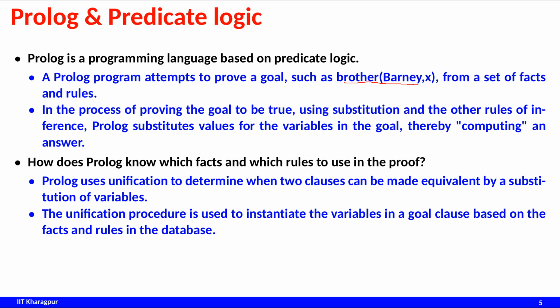So when I have a query like this, Prolog tries to use substitution and other mechanisms, and then it tries to infer whether this is true or not. So in Prolog we go for substitution, and we use the other rules of inference to check whether the goal holds, or whether we cannot prove that goal.